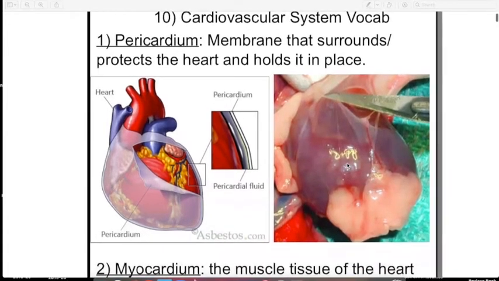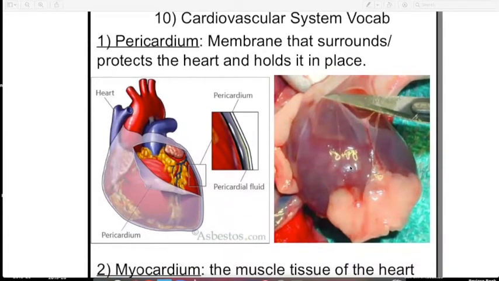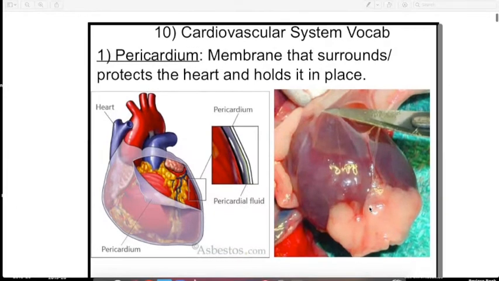So, if we are to get back to school sometime before the summer, then we are going to have a heart dissection, and you may or may not have to do that depending on whether the heart you get has the pericardium covering.